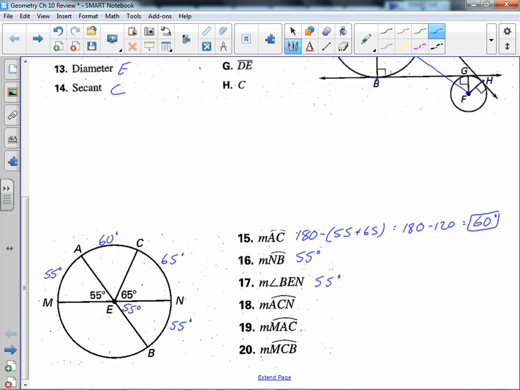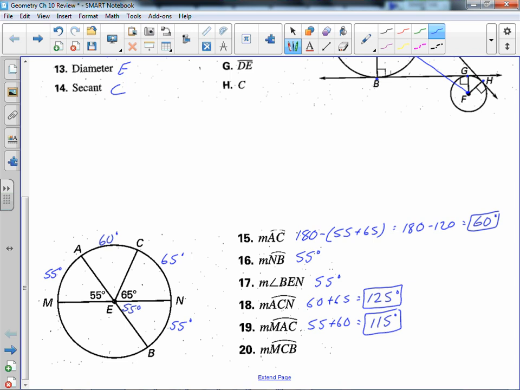18, the measure of arc ACN. So going from A to N, basically arc AC plus arc CN, or 60 plus 65. Okay, 125 degrees. 19, measure of arc MAC is going to be arc MA plus arc AC. So that's 55 plus 60. 115 degrees.